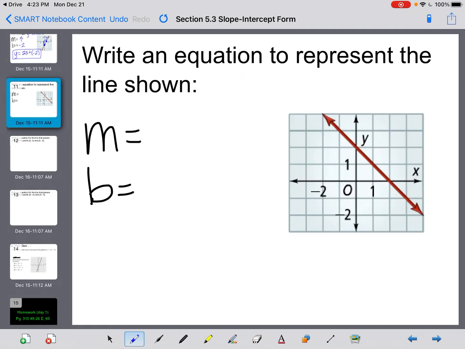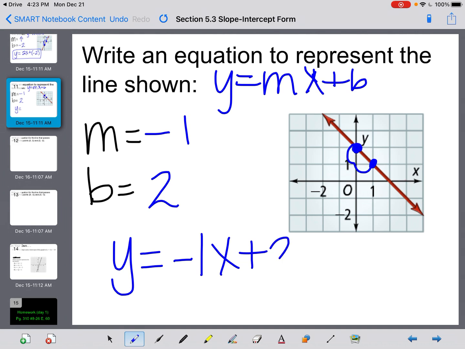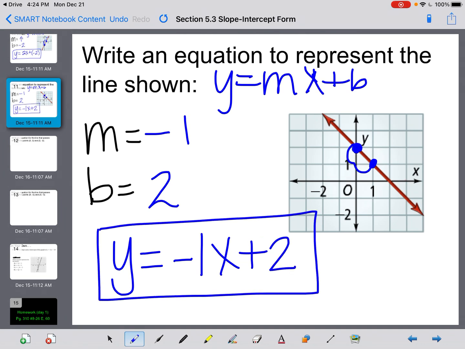Okay, another one. Write an equation to represent this line. So we still need to find our slope and our y-intercept. Here's where it crosses the y-axis, so it crosses at positive 2 this time. Our slope looks like it's negative, down 1 over 1, so it's just negative 1. So we're going to write our equation as y equals negative 1x plus 2.